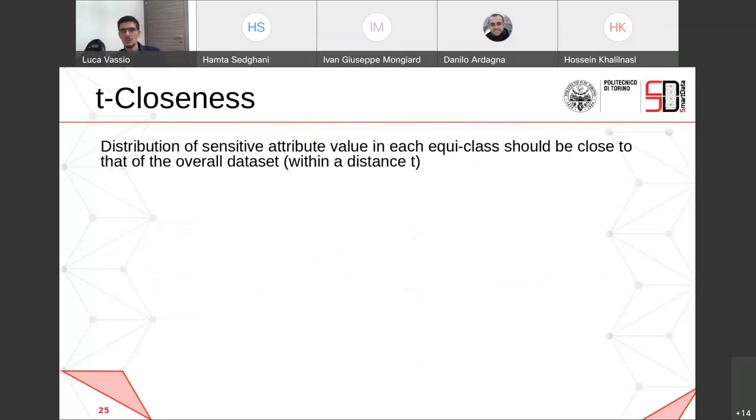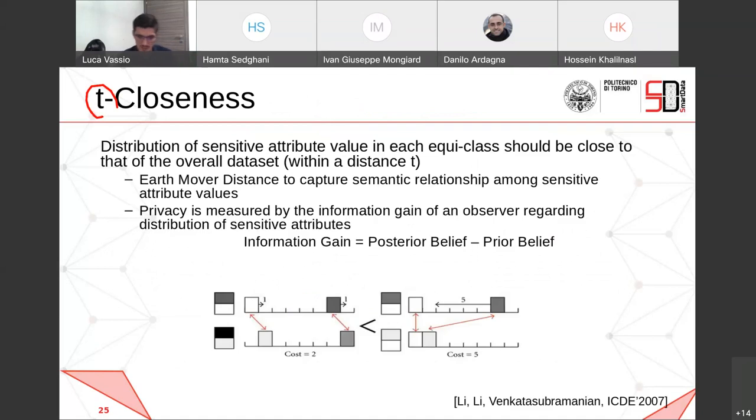And in order to do so, you have to define a distance, t. That's why it's called t. You can publish anything where, in an equivalence class, the distribution of the sensitive attribute is not too far, within this threshold, from the original one. In order to do so, there's the Earth Mover's Distance. I will not really talk about this, but basically it's a way to capture the semantic relationship, and so a way to account for how much one distribution changed into another, also considering the semantics.